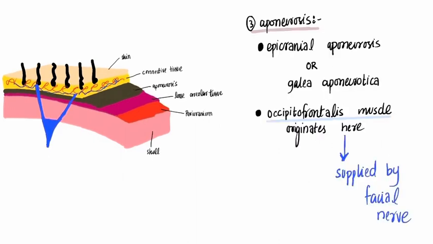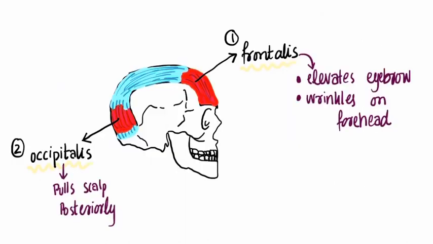The aponeurosis is also called the epicranial aponeurosis or galea aponeurotica, and here the occipitofrontalis muscle originates, supplied by the facial nerve. This muscle has two parts: the frontalis part, which elevates the eyebrows, is present anteriorly, and is responsible for the wrinkles on the forehead, and the occipitalis part, which pulls on the scalp posteriorly.